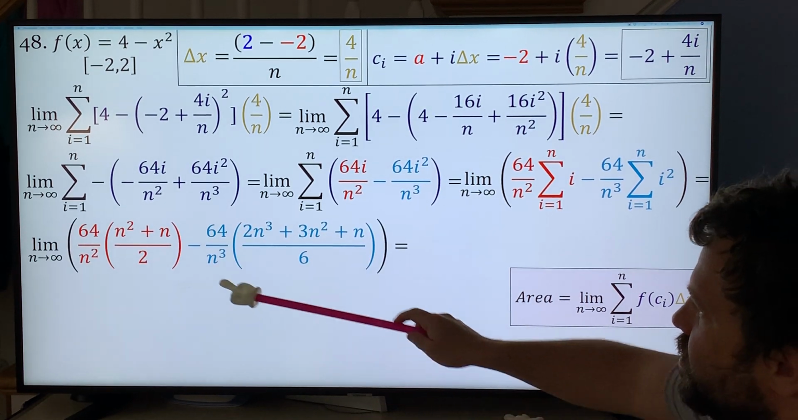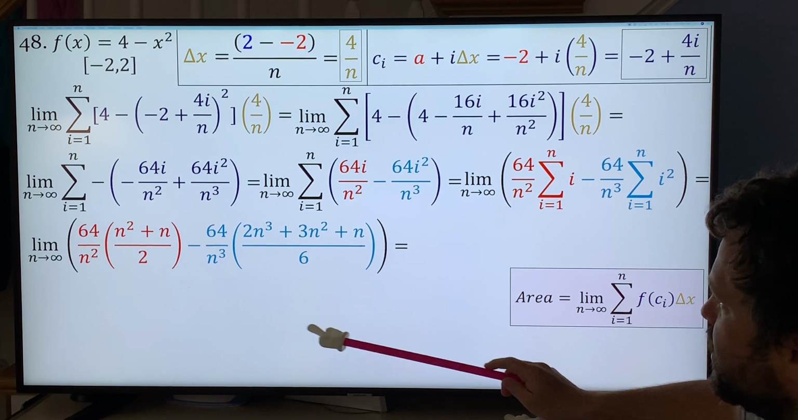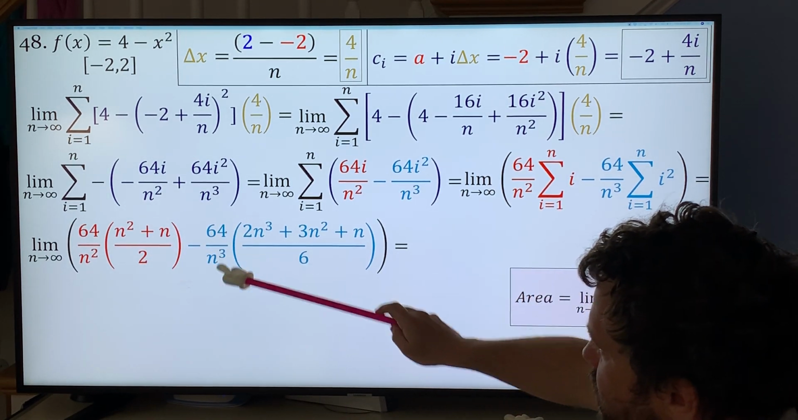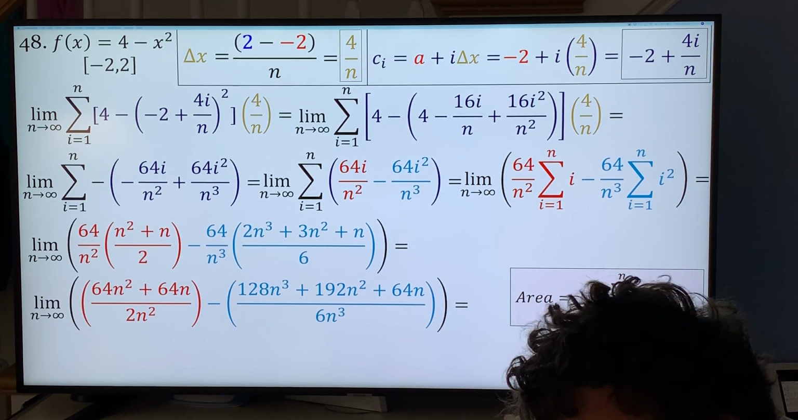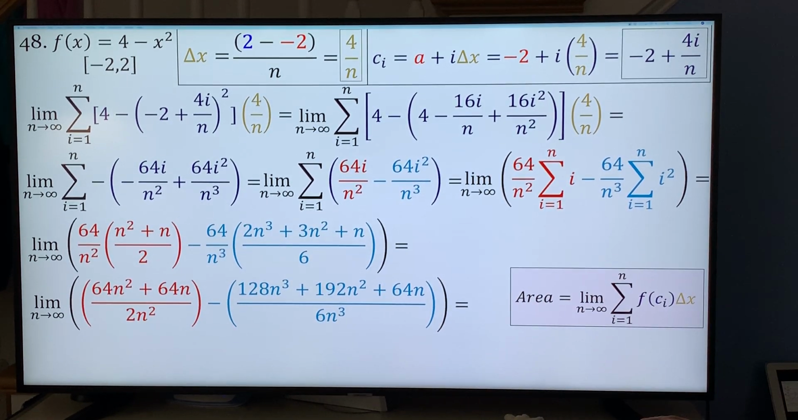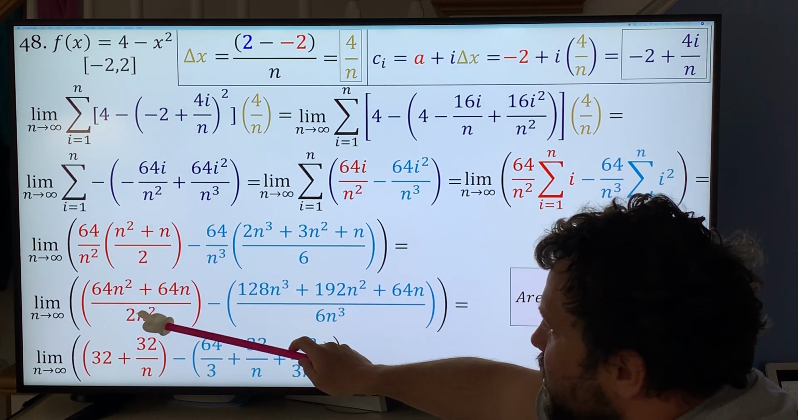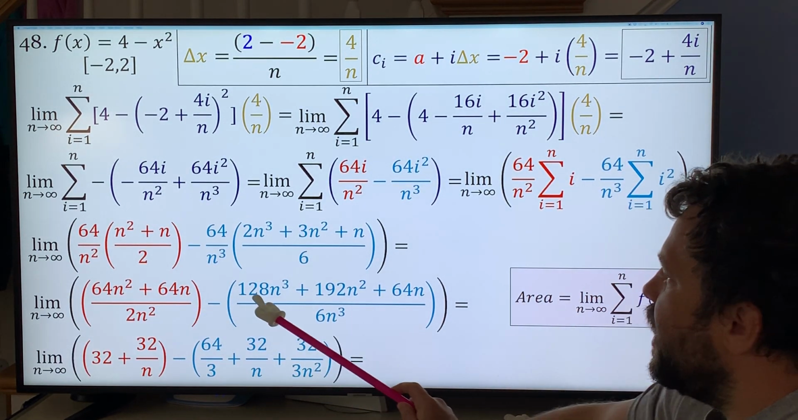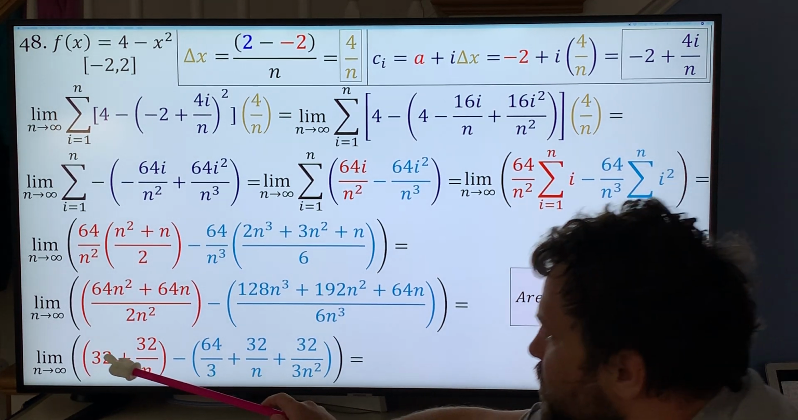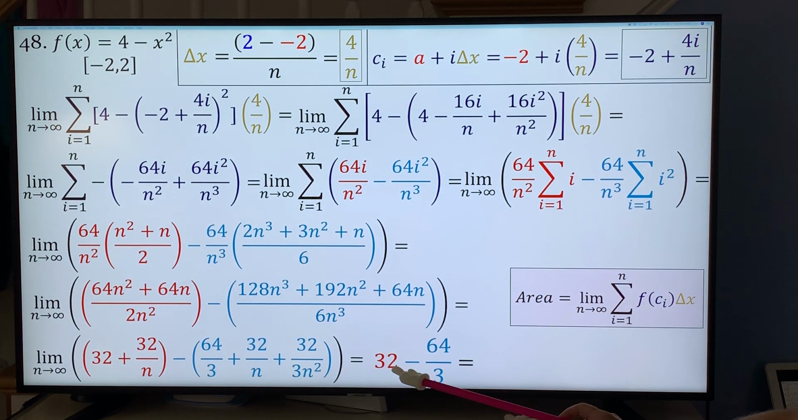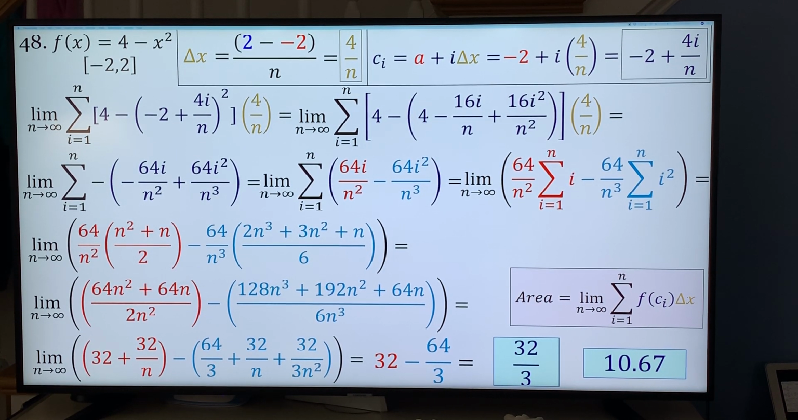All right? Expand, expand. Distribute the 64 and n squared, distribute the 64 and n cubed. You're going to use your L'Hopital's rule if you like, or you can keep on expanding everything. Key here is 64 n squared over 2n squared is 32, minus 128 over 6, which is the same as 64 over 3. So these are the only two numbers that matter, because everything else becomes 0. 32 minus 64 over 3 is 32 over 3, or 10.67. Good.